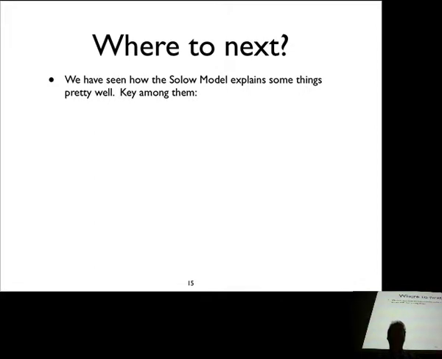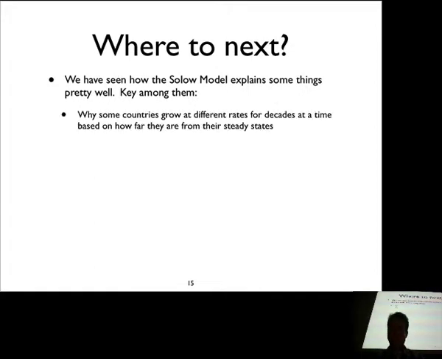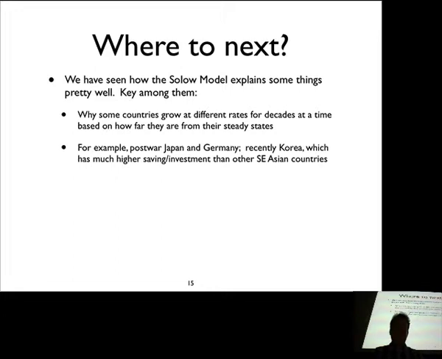Other questions? All right, well, let me just say a few more things. What we've seen is that the Solow model does some things really well, and key among them is why countries grow at different rates for decades at a time, and it's based on how far away they are from their steady states. Countries that have increased their saving a lot, like China and South Korea and other places as well, I think Ireland might be one of them actually, are transitioning toward these higher steady states, and that's why they have faster rates of growth for decades, faster than, say, the United States.